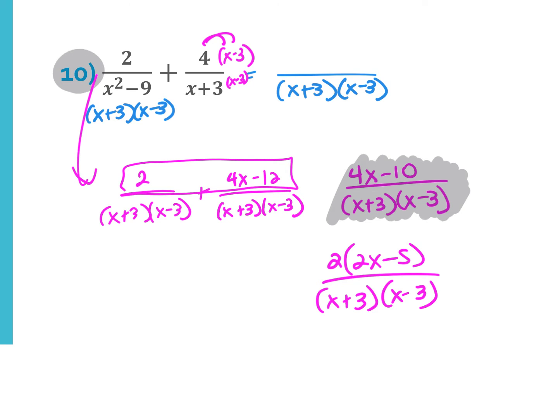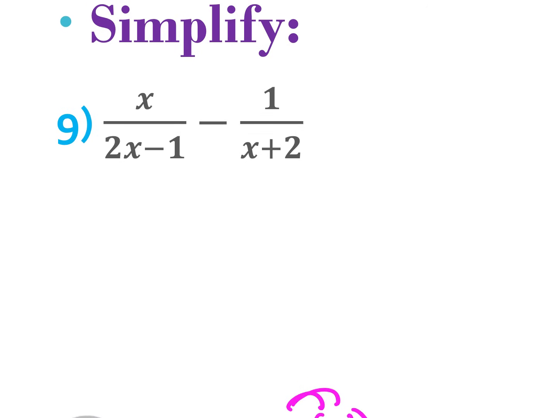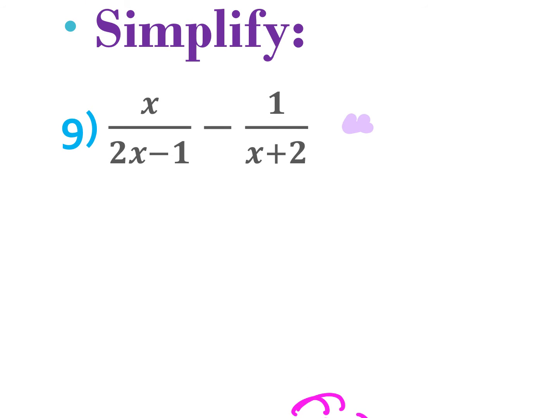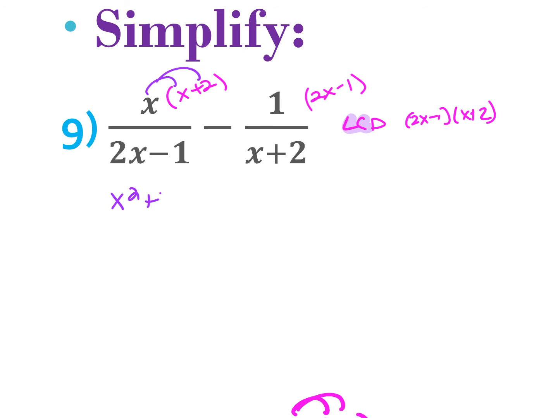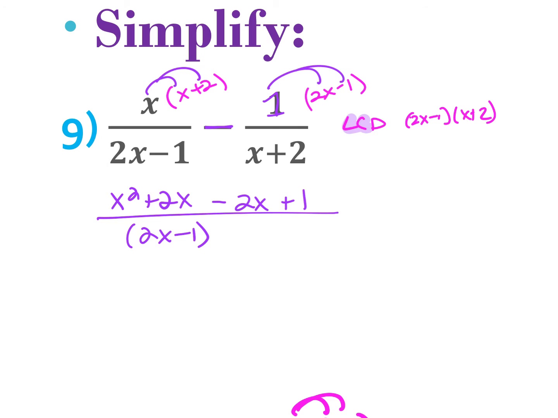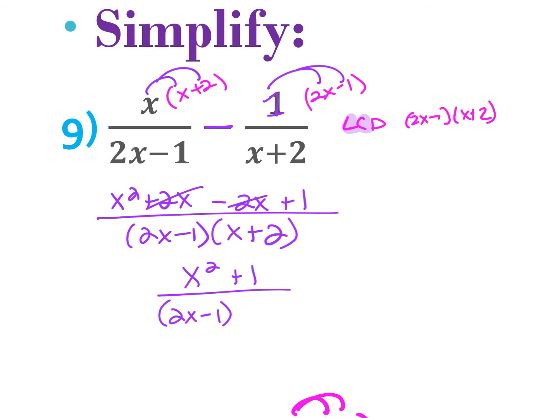Okay, so gonna finish up number 9 here. The least common denominator is the combination of these two, 2x minus 1 and x plus 2. This is gonna get the x plus 2. This is gonna get the 2x minus 1. Distribute here, x squared plus 2x, and then I'm gonna take the negative with the 1. So I'm gonna distribute a negative 1 minus 2x plus 1 over 2x minus 1, x plus 2. Combine your like terms. These are going to actually cancel out. X squared plus 1 over 2x minus 1 and x plus 2.